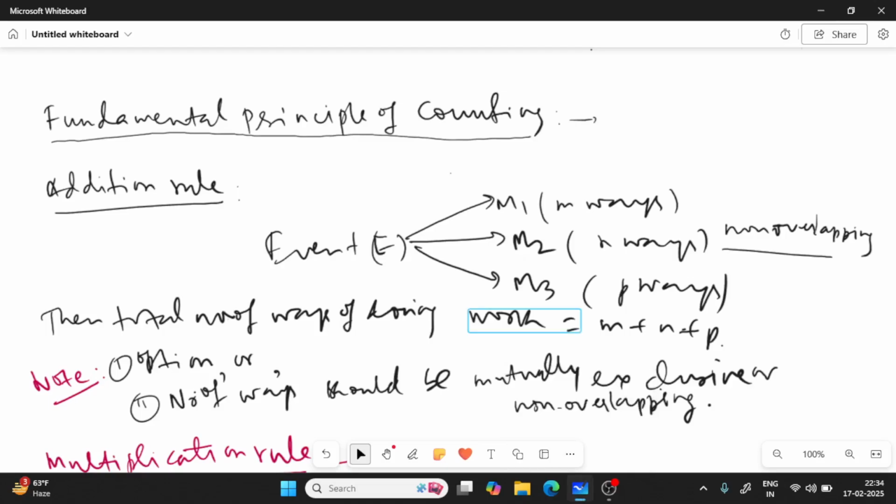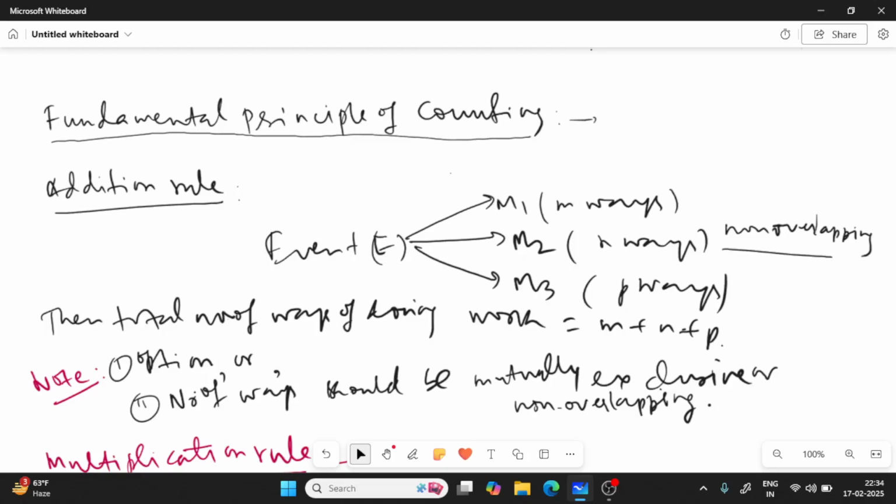So today we have class on permutation and combination, and here we shall talk about some basic principles of counting. Generally, we have two principles of counting. One is called the addition rule, and another is called the multiplication rule.